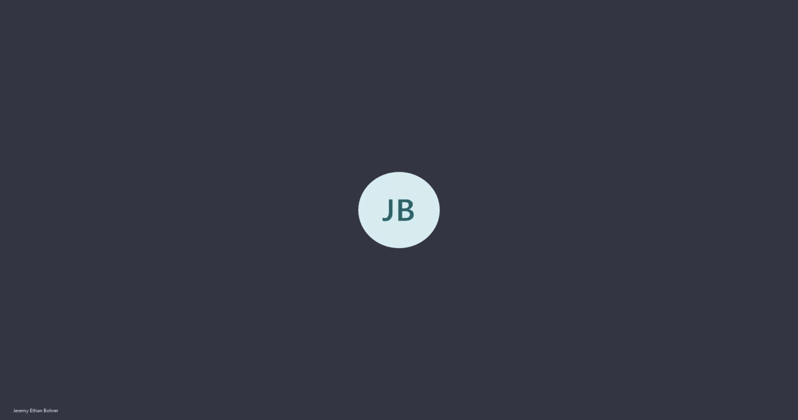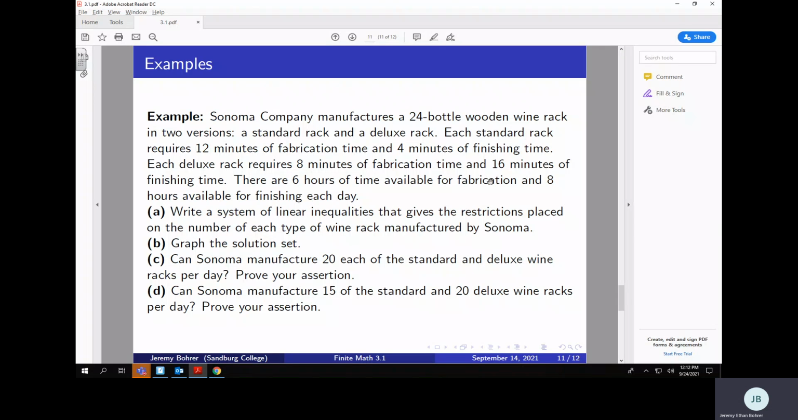In this video, we're going to look at this applied example. Sonoma Company manufactures a 24-bottle wooden wine rack in two versions, a standard rack and a deluxe rack. Each standard rack requires 12 minutes of fabrication time and 4 minutes of finishing time. Each deluxe rack requires 8 minutes of fabrication time and 16 minutes of finishing time. There are 6 hours of time available for fabrication and 8 hours available for finishing each day.